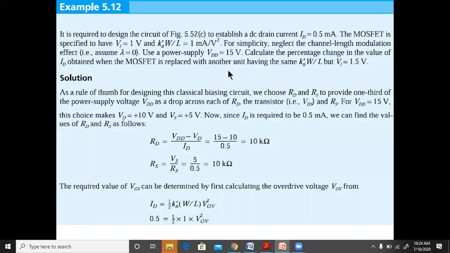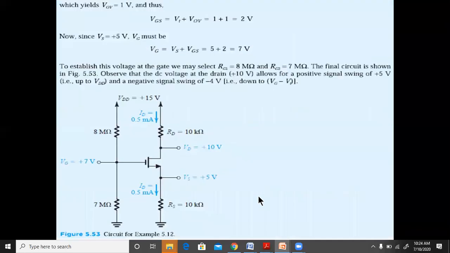So ID we know very well, 0.5 milliamperes. K'n W by L is 1 milliampere per volt square, and half is there as it is, and we will have VOV square. So this is 0.5, this is 0.5, it cancels. So VOV square is equal to 1, so VOV is equal to 1 volt.